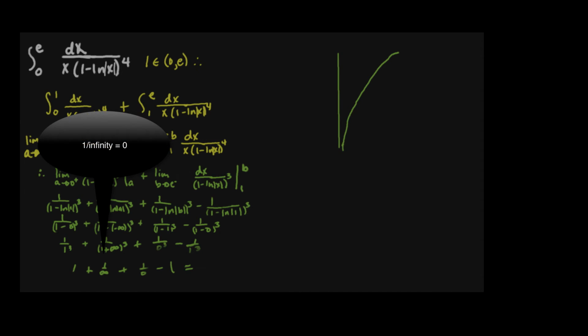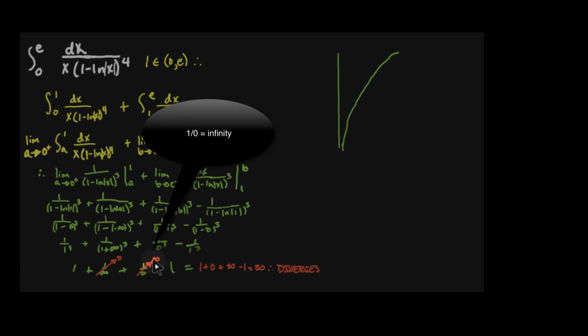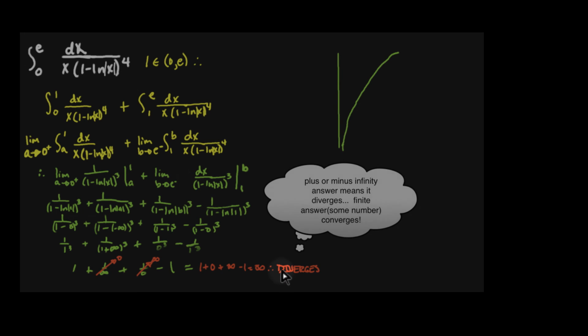And then when you evaluate this last step, anything that's got an infinity in the denominator goes to 0. Anything with a 0 in the denominator goes to infinity. So the 1 minus 1 cancel, and then plus infinity equals infinity, therefore it diverges.